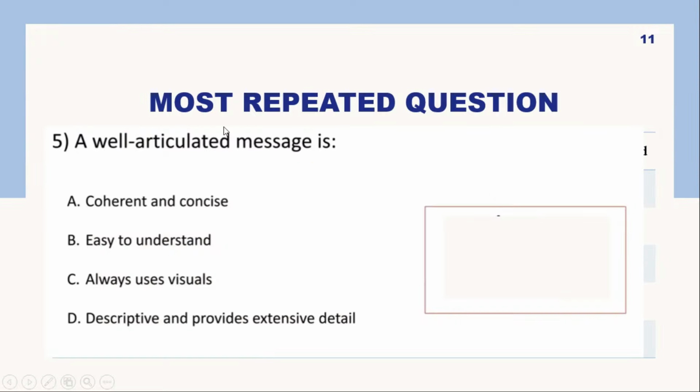Most repeated question: a well-articulated message is coherent and concise, easy to understand, always uses visuals, descriptive, and provides extensive details. Now we shall see the right answer. The right answer would be A and B: coherent and concise.